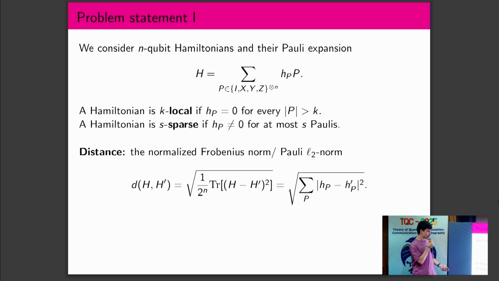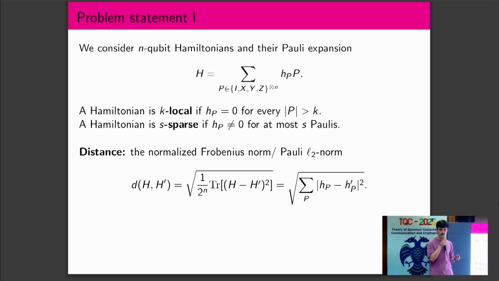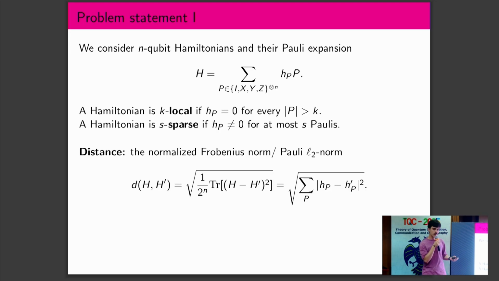And the distance that we are going to consider is the normalized Frobenius norm, which is given in this first formula, and is a norm that tells you somehow how the Hamiltonian behaves on average. And that is somehow the motivation to study the normalized Frobenius norm. And the reason why we care about the Pauli expansion is that the normalized Frobenius norm can be very well understood in terms of the Pauli coefficients.